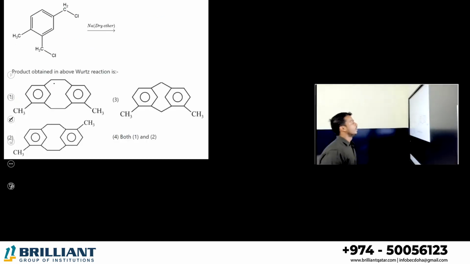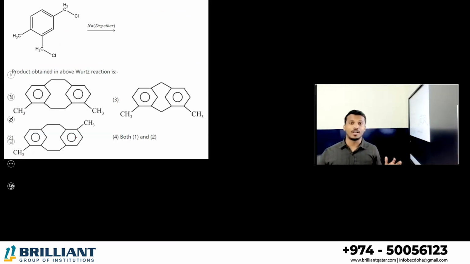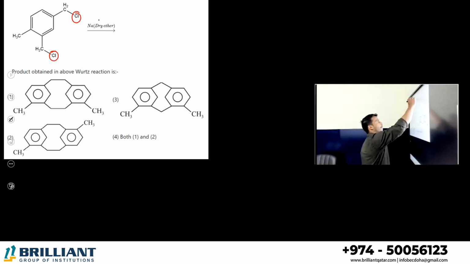Okay. Now you can see there is a reaction. Don't worry by looking at the reaction. Oh my God, what a bigger compound. Not like that. Try to understand what the reaction is. You can see here chlorine is there. So it is a haloalkane because it is connected to a CH2 carbon, an sp3 carbon. It is treating with sodium in dry ether. What is the reaction? Wurtz reaction. Correct.